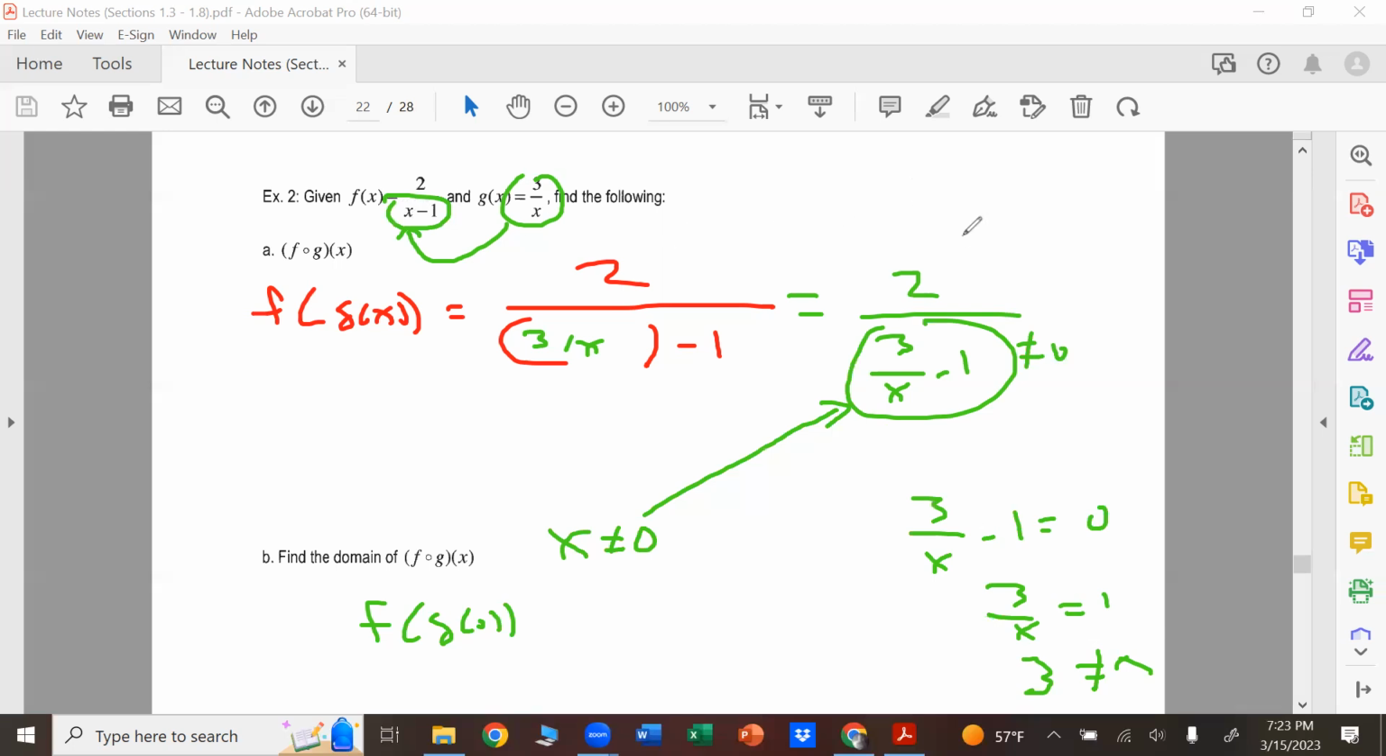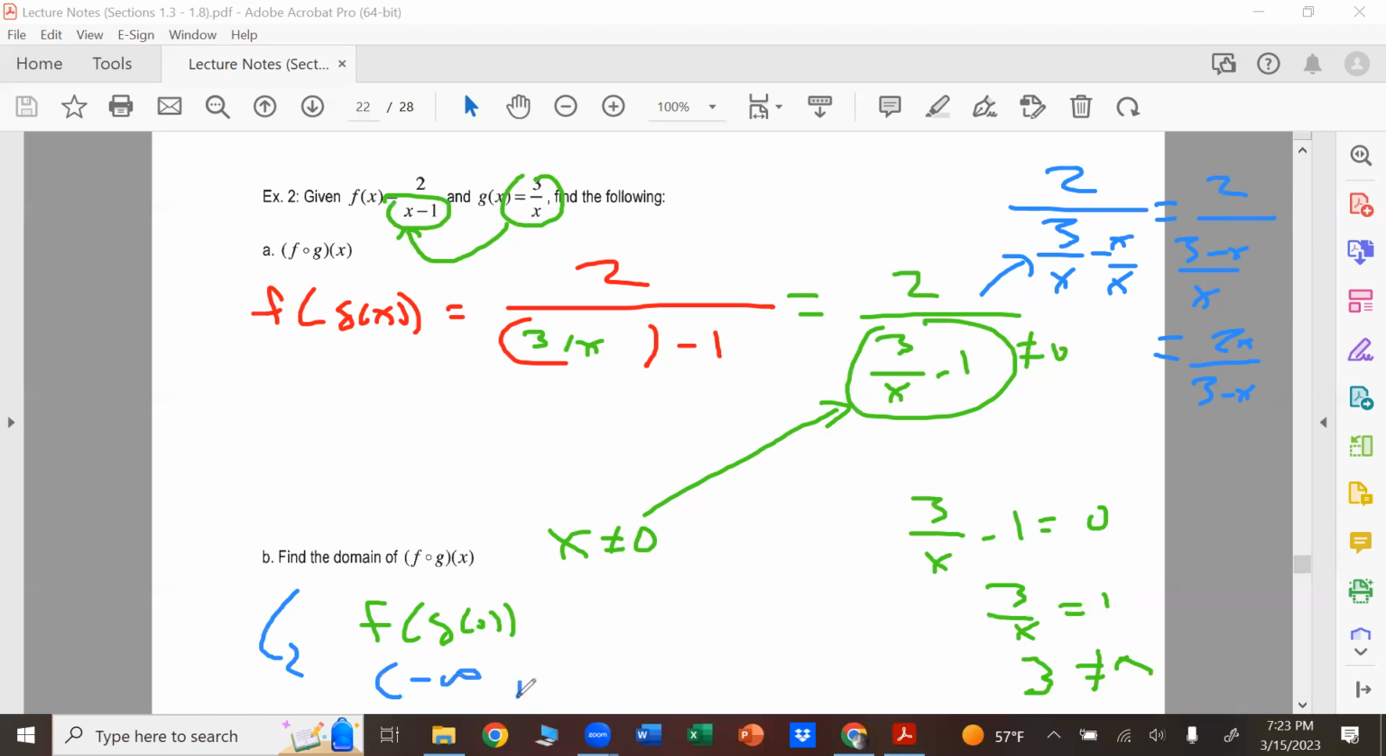If you were to simplify this fraction, if you were to go a little further with combining things, I have 3 over x minus x over x, or 2 over 3 minus x over x. So you get 2x over 3 minus x. So that kind of confirms that 0 would have been bad right from the beginning, and 3 is also bad as well. So your domain is going to be from negative infinity to 0, from 0 to 3, and from 3 to infinity.